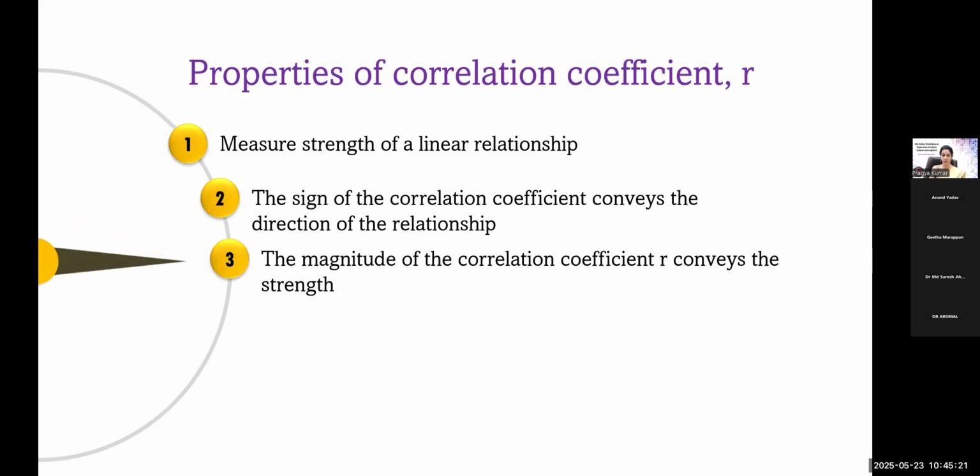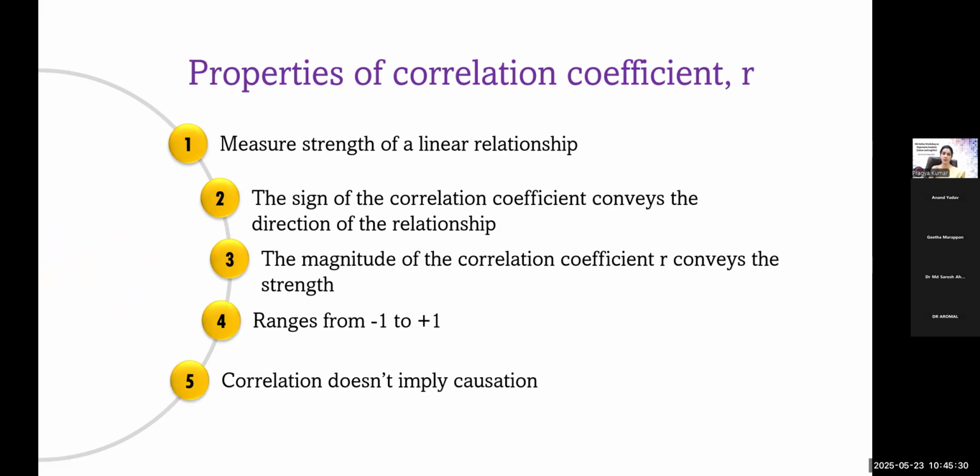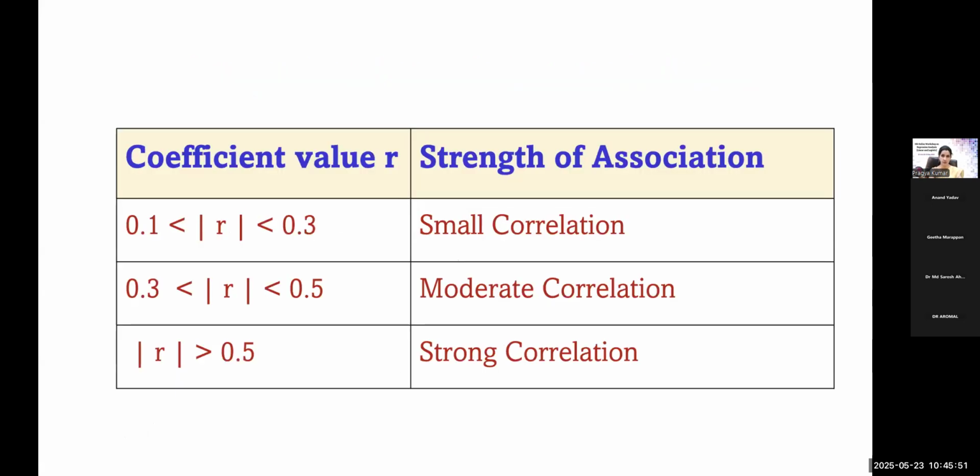So how to tell the strength? We'll see the values, but it ranges from -1 to +1. And correlation, we know, doesn't imply causation. For causation, there are other criteria, like Hill's criteria, to say whether it is causal or not. Strength of association is one of the factors to say whether it is causal or not, but it doesn't imply that it is automatically causal in nature. So causality is another criterion based on which you say that something is causal or not.